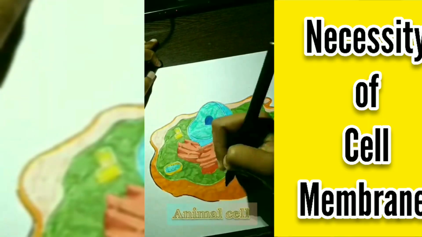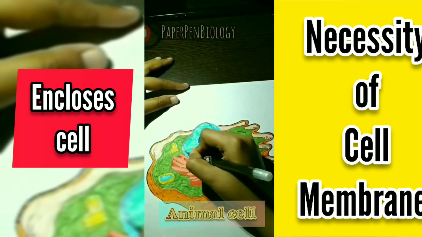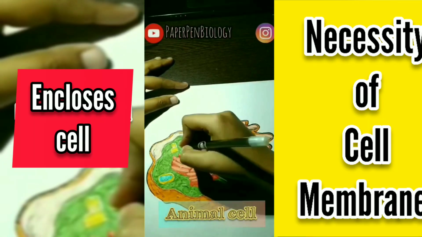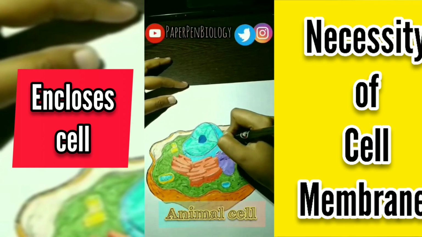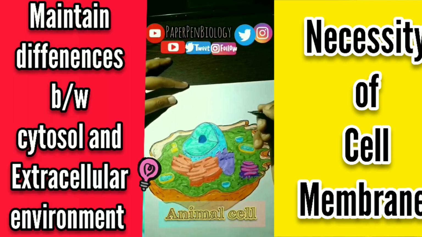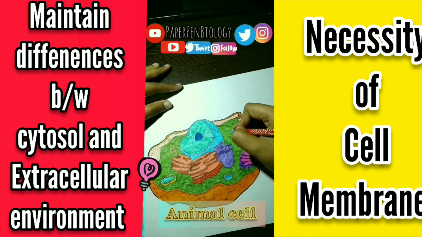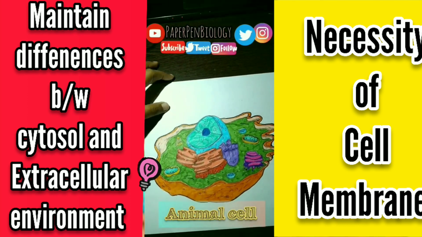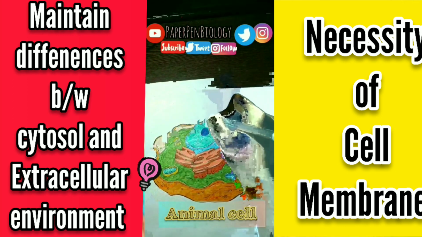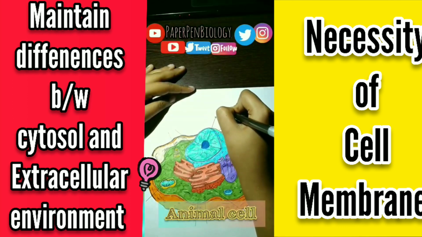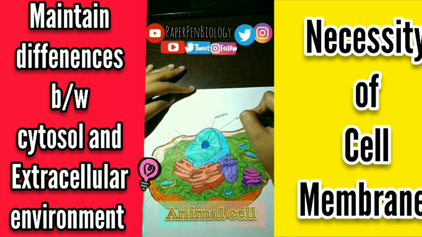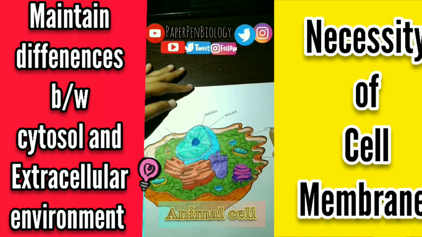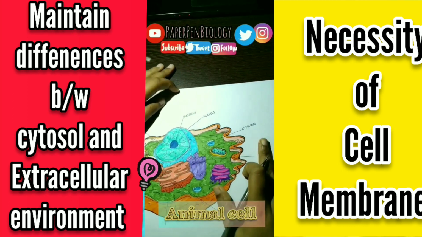The plasma membrane encloses the cell, defines its boundaries, and maintains the essential differences between the cytosol and the extracellular environment. Inside eukaryotic cells, the membranes of the endoplasmic reticulum, Golgi apparatus, mitochondria, and other membrane-enclosed organelles maintain the characteristic differences between the contents of each organelle and the cytosol.